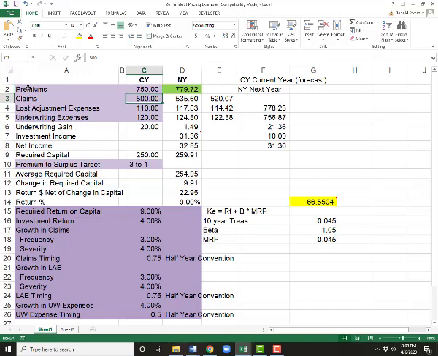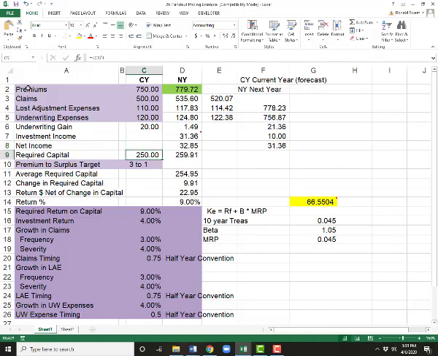Your claims are $500 last year or current year. Loss adjustment expenses are $110. Your underwriting expenses are $120. If you take $750 minus these three things, you end up with $20. So when you load this file, you can see, in fact, that I'm giving you this file, it very much explains why this is going to be tough to put on the exam as a question.